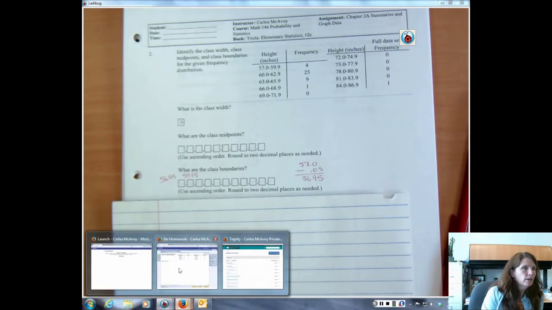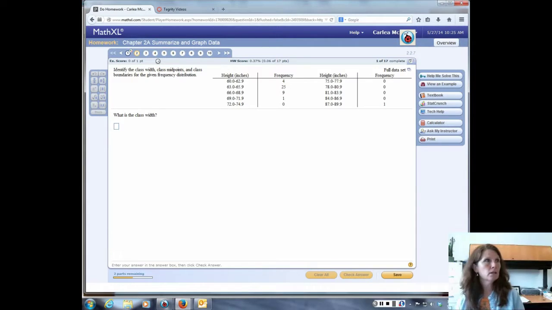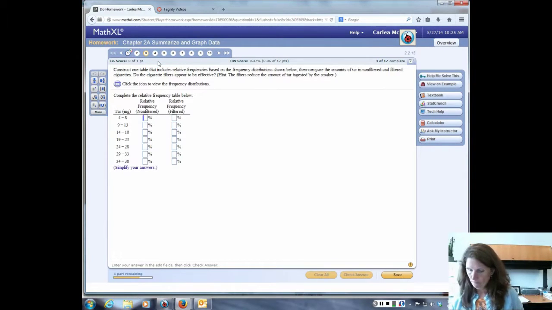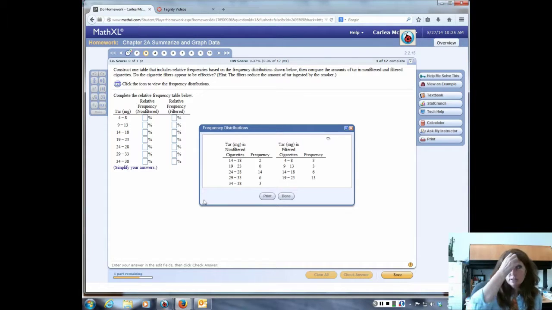Okay, let's see what we have next. So in number 3, they have this data set, by the way, which you click on to see all of it. So you can't see it unless you click on it. And they do show me that, okay. So they ask you to give the relative frequency for the non-filtered and the relative frequency for the filtered. And you can see that there's 2 different sets of data there. And I think those are different than mine. So let's go over and see what I have.